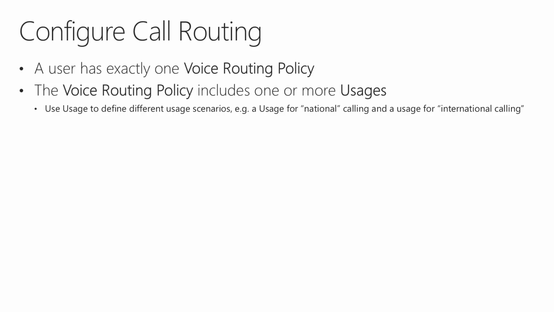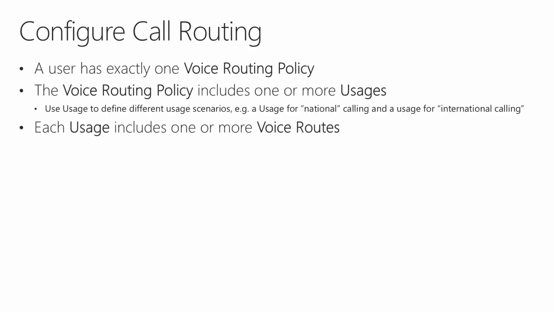So depending on your requirement, let's assume this is a US-based company, they create a usage for national calling and a different one for international calling. And then they can assign some users a voice routing policy that has only the national usage. These users will only be able to do national calls, and other users will get both the national and the international calling usage, so they can dial all kinds of numbers. Obviously, this is just an idea, but you can create multiple different usages for premium numbers or any other scenarios that you want to configure in your environment.